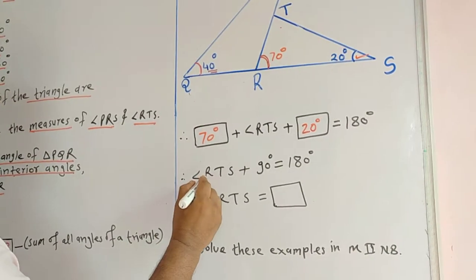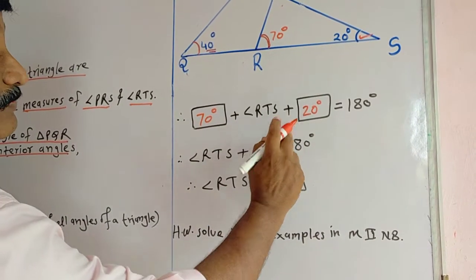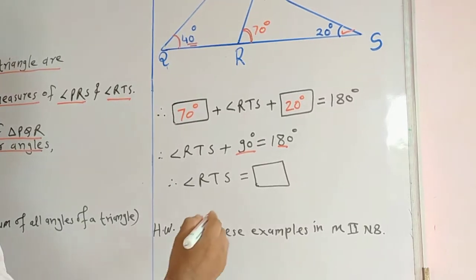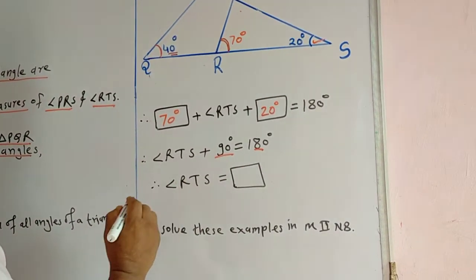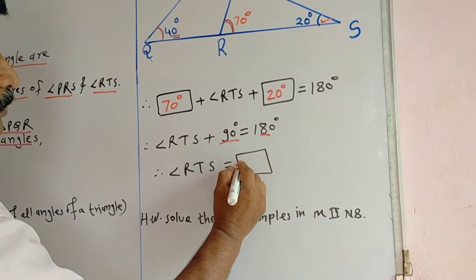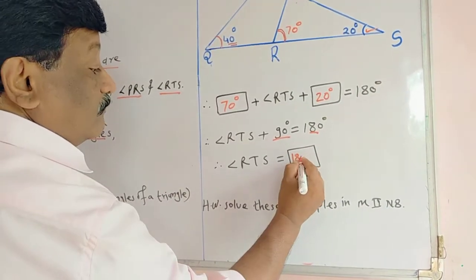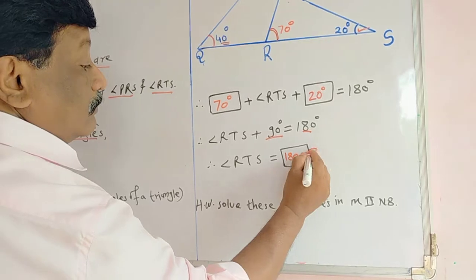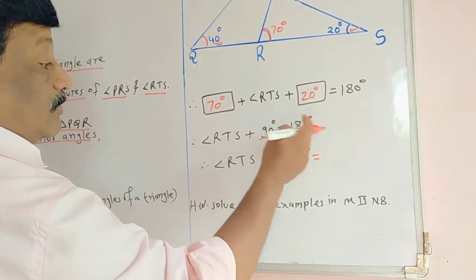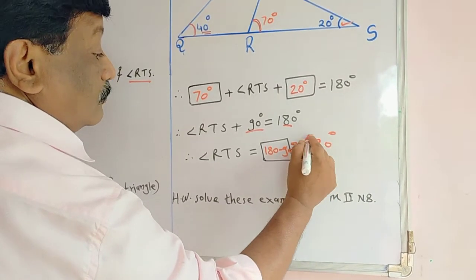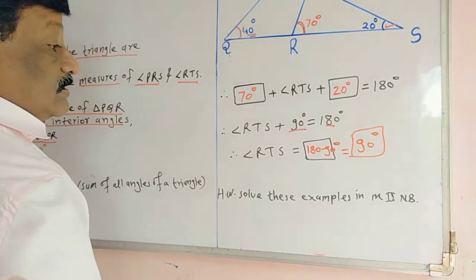Then next step, therefore angle RTS plus 70 plus 20 is 90 equal to 180 degrees. Then shift this 90 to that side. Therefore RTS is equal to, we can write the direct answer also, but first you solve it. After shifting 90 it becomes minus: 180 minus 90 equal to 90 degrees. So this answer is 90 degrees.